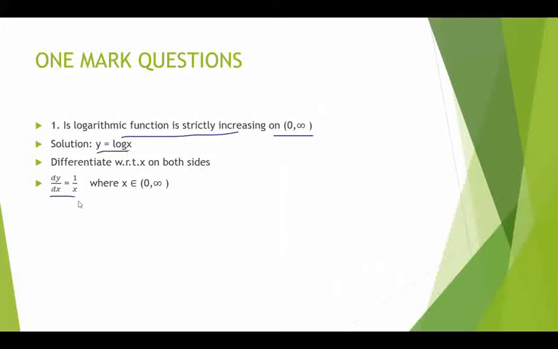Differentiate with respect to x on both sides. dy by dx is 1 by x. Now here, x is within the range 0 to infinity, means it is not negative and it's always positive, maybe however small. So this is always greater than 0. So 1 by x is greater than 0, maybe however small, but it is positive. Greater than 0 indicates positive. Thus I can say logarithmic function is always a strictly increasing function for positive values of x.